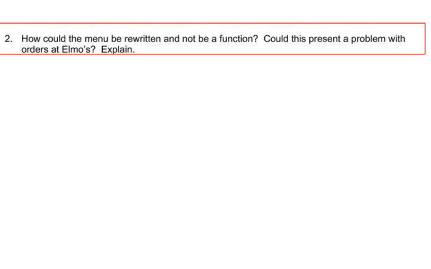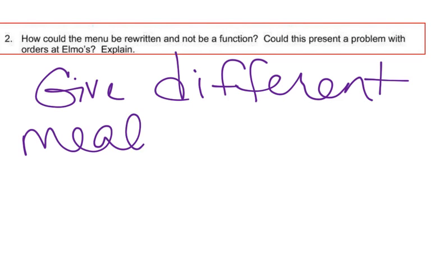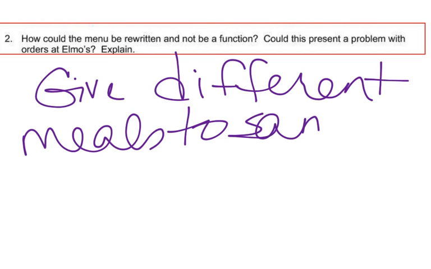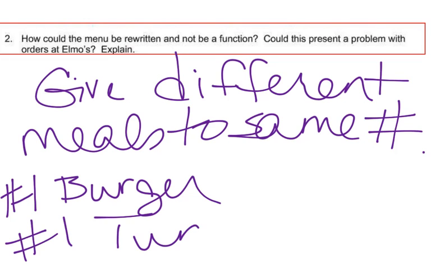Number 2, how could the menu be rewritten and it not be a function? Could this present a problem with orders at Elmo's? And explain. If you were to rewrite it and give different meals to the same number. For example, a number 1 could be a burger, or a number 1 could be tuna. When they came in and ordered a number 1, you still wouldn't know what they wanted. So yes, it would cause problems.